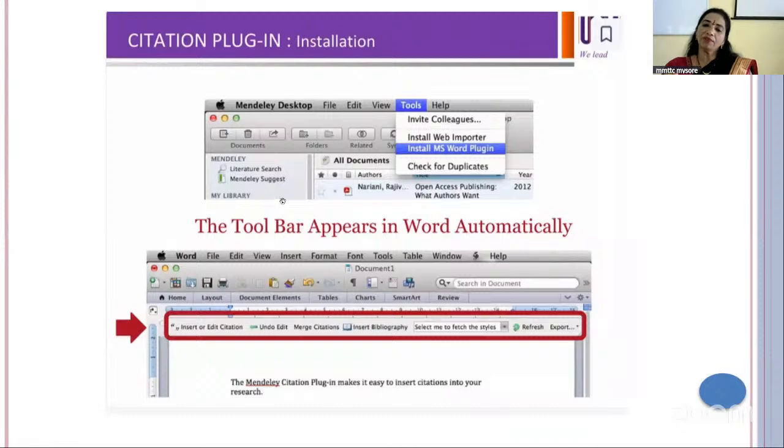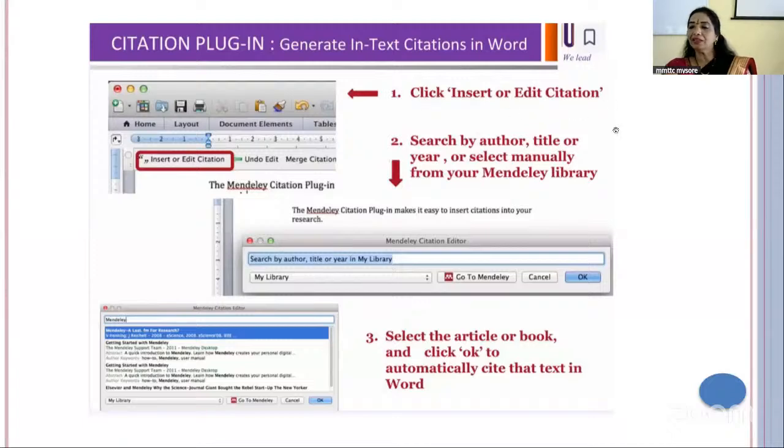So suppose if you have plugged in Mendeley, you will see that in the Word document you can see insert bibliography. Suppose if you choose insert bibliography, it will go to the Mendeley, and the Mendeley citation plugin makes it easy to insert citations into your article. Okay, so it is like this: click insert or edit citation, search by author, and select the article or book. Here you have selected, and if you say insert it, it directly goes and inserts it.